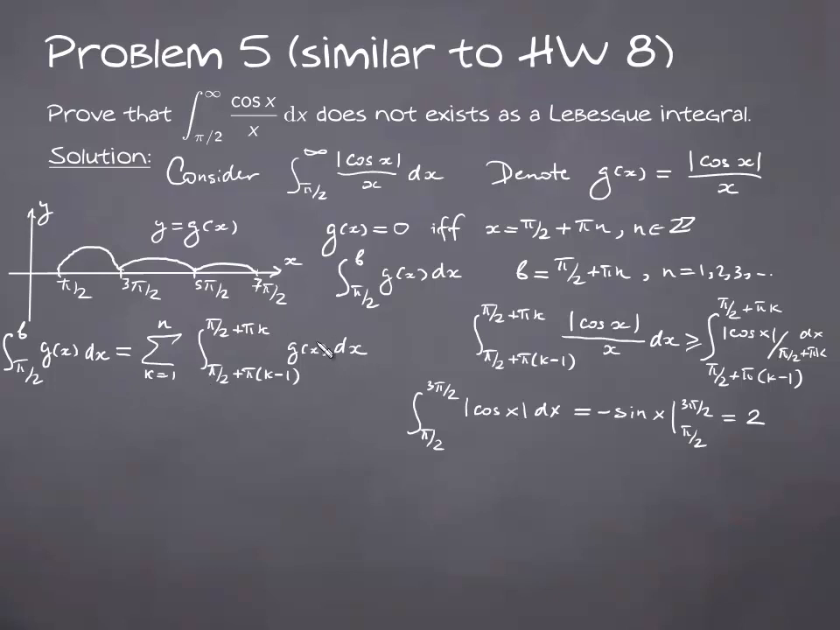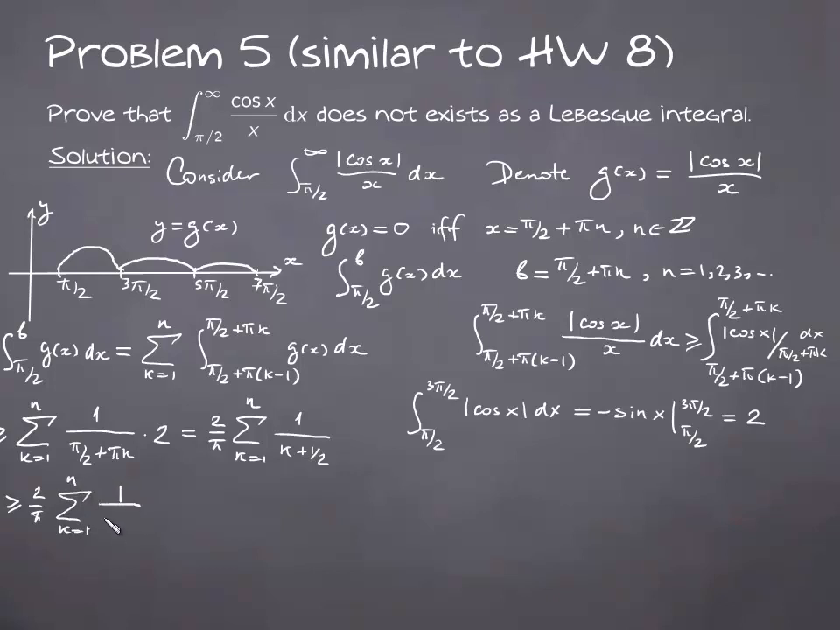Let's come back to our summation. Each of the integrals here can be approximated below by a constant. So we have greater than or equal to the same summation, k changes from 1 to n, of the constant 1 divided by pi over 2 plus pi k times the integral of the absolute value of cosine of x, which is 2. Now I can rewrite it as follows. It will be 2 over pi times the summation, k from 1 to n, of 1 divided by k plus 1/2. I can change 1/2 to 1, so each fraction will only decrease. So I have 2 over pi, then the same summation, and now 1 divided by k plus 1.